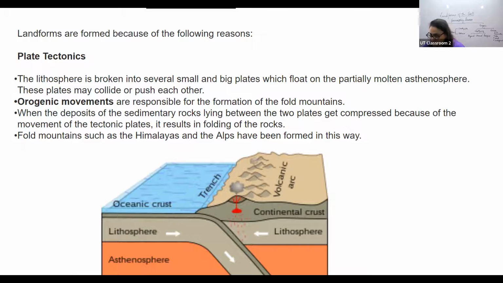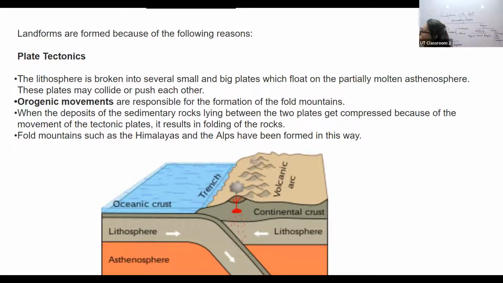Because there must be some kind of liquid below, right? And that is partially molten. Molten means liquid, but like lava, it's not absolutely liquid like water. It is a viscous fluid, like how Fevicol is, on those lines. So these plates are floating on the partially molten asthenosphere.